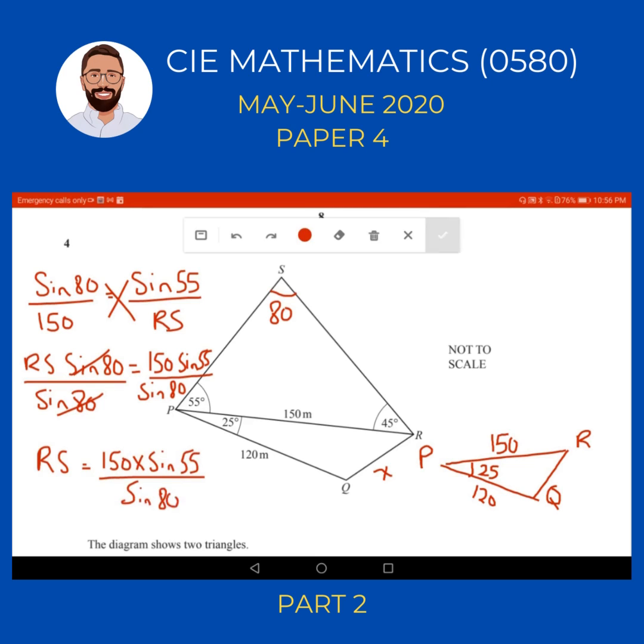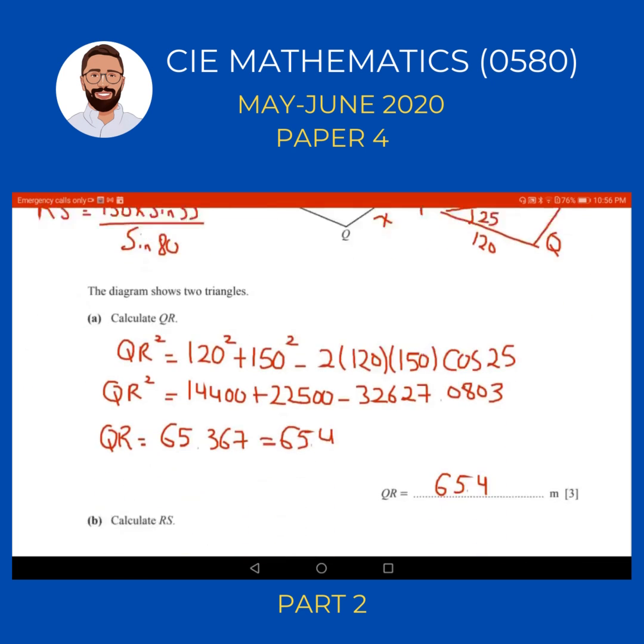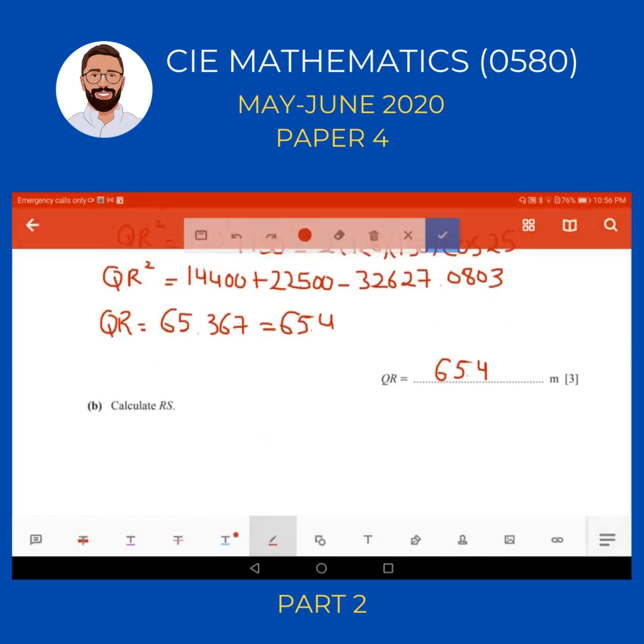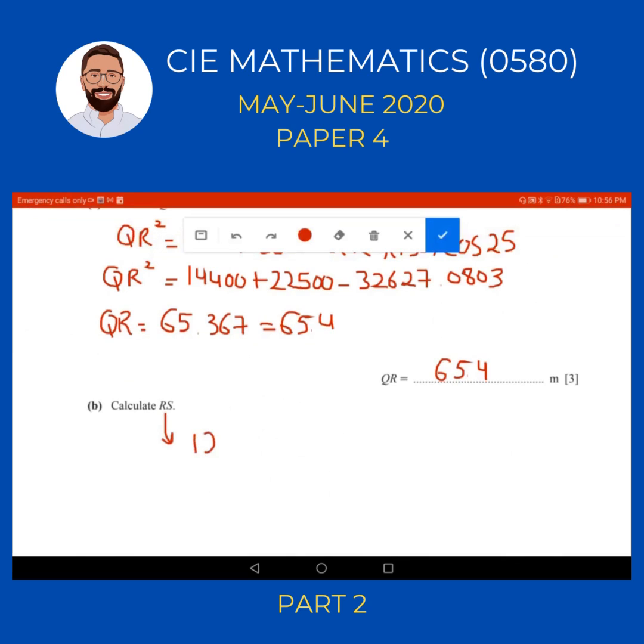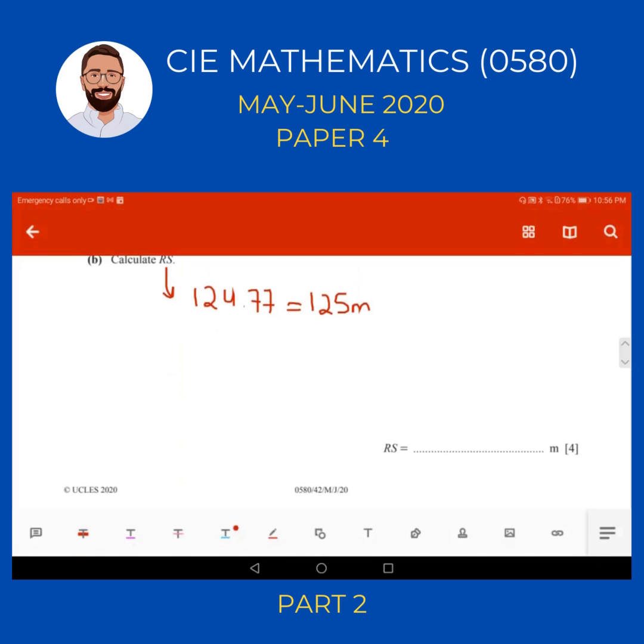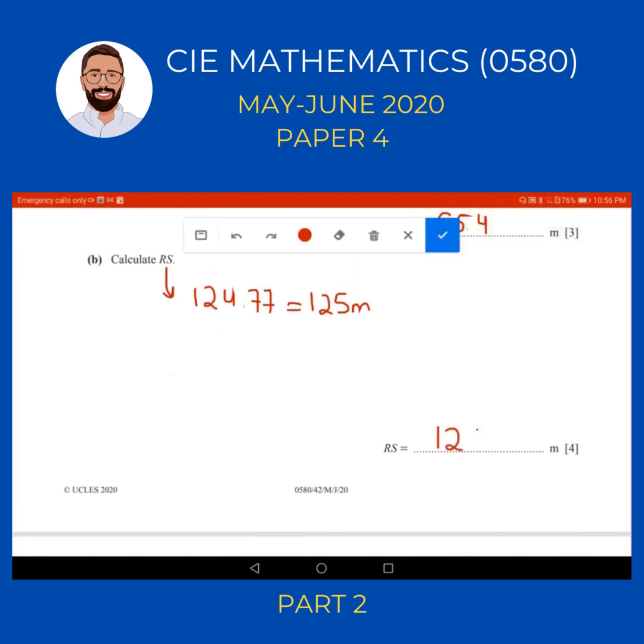So RS is simply 150 times sine 55 divided by sine 80. So RS is equal to 124.77, which is equal to 125 meters. So RS is 125.